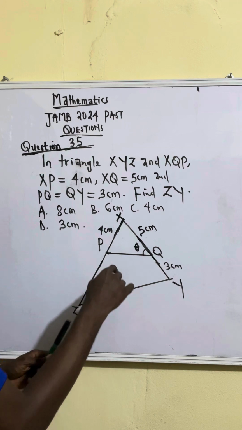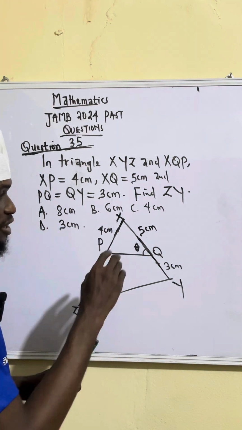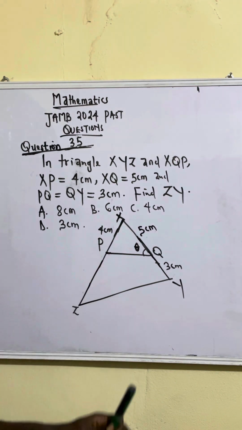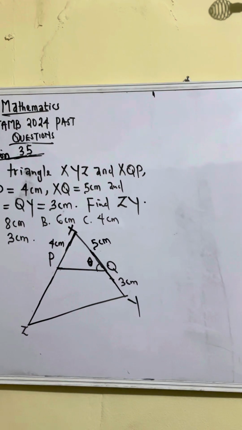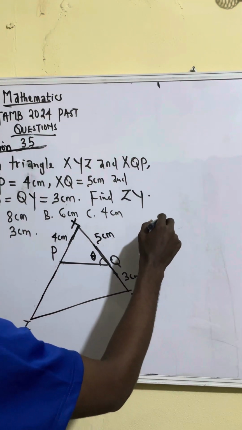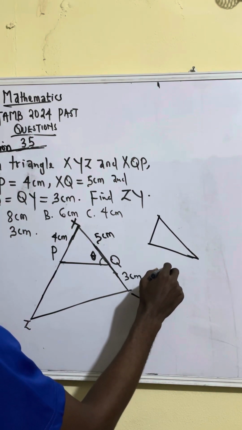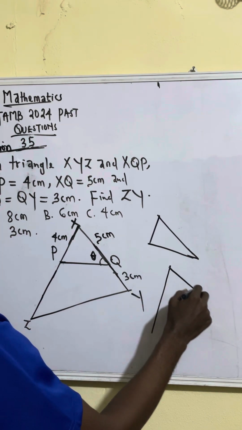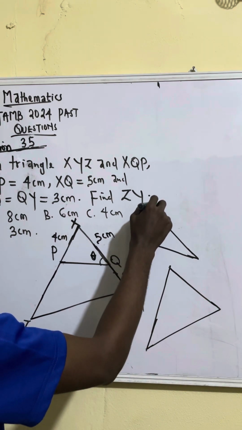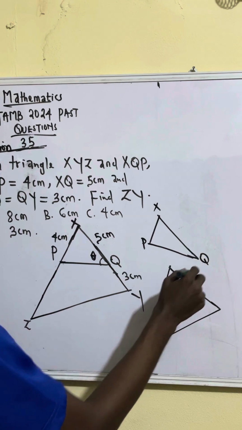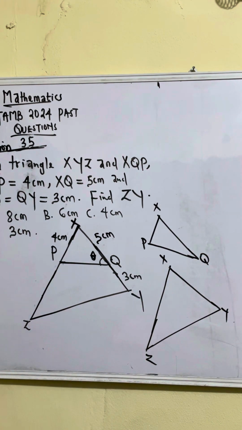So for us to see that these two triangles are actually congruent, let me draw out the triangles. Let me separate them so you will see that they are actually congruent. Let's say we have the one at the top, I can draw it like this, and the other one at the bottom, I can draw it like this. Now, this is XPQ, and this is XYZ. So look at the two triangles.